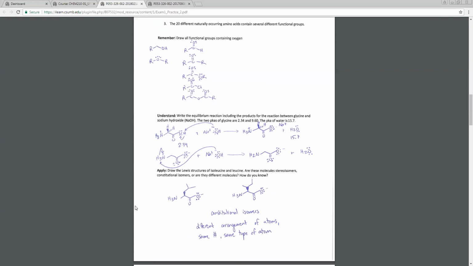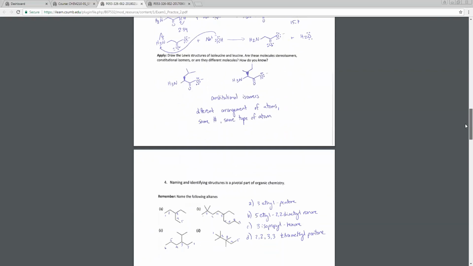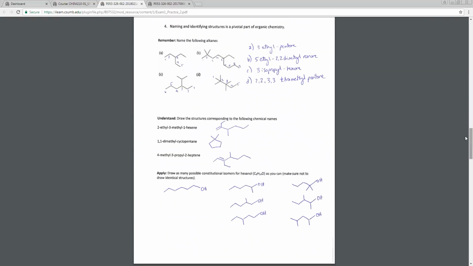Isoleucine and leucine are constitutional isomers. They have the same number and same type of atoms, but a different arrangement. In terms of naming and identifying structures, here's an example of 4.